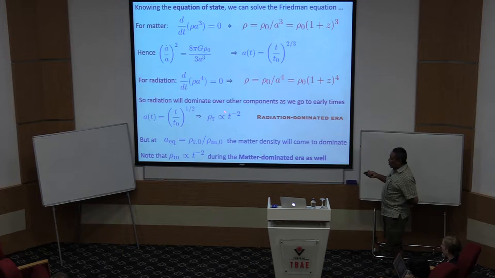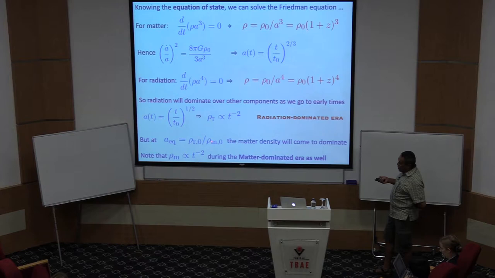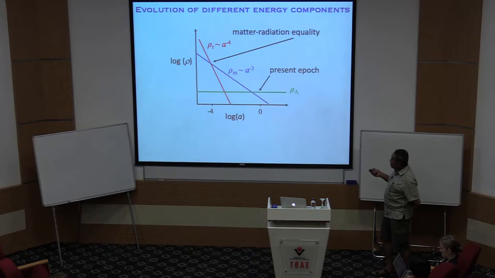Now, this actually is true whether you are in matter domination or radiation domination. Rho always goes as 1 by t squared, right? And we can define some scale factor at which the radiation and the energy density of matter come to be equal.